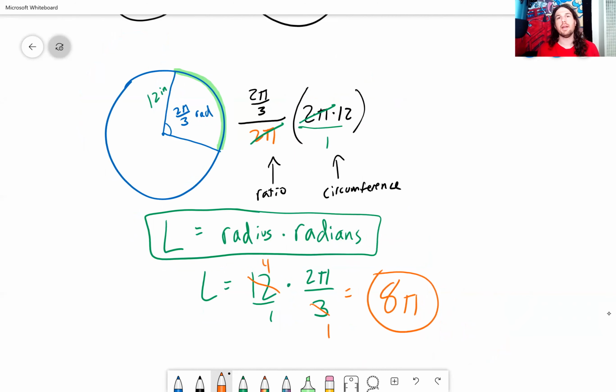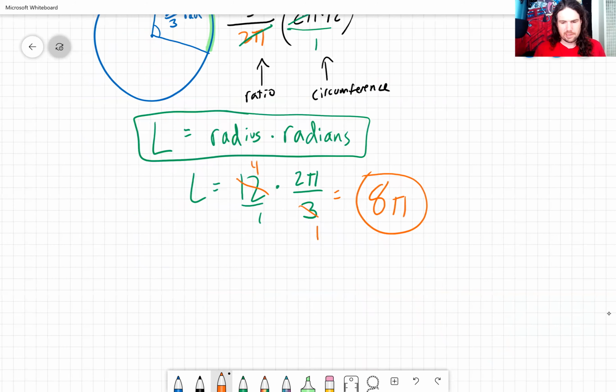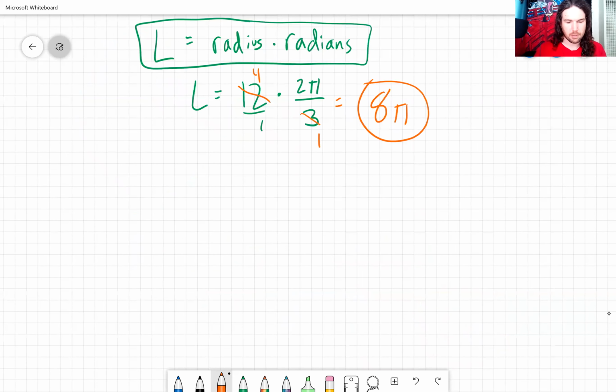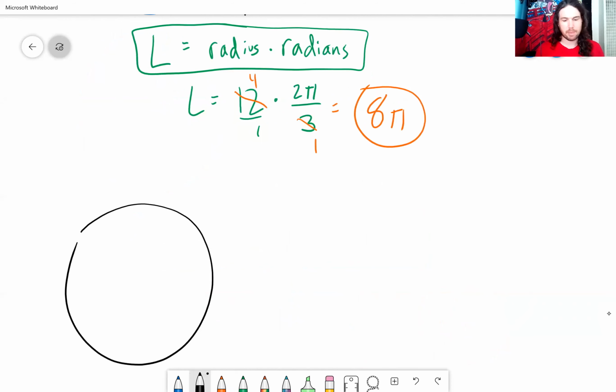The next one is called sector area. And I don't even know if I have to mention this one. Let's say I've got a pizza and I've eaten this wedge of it.